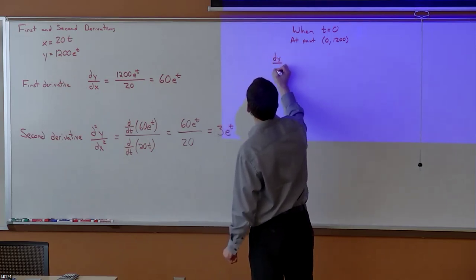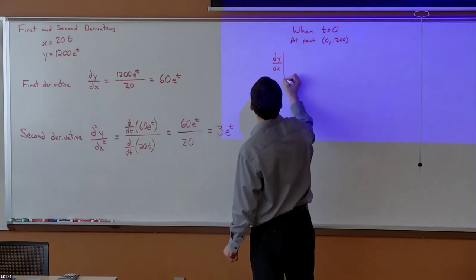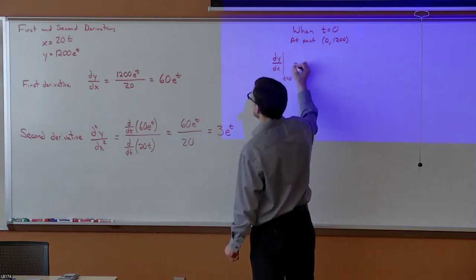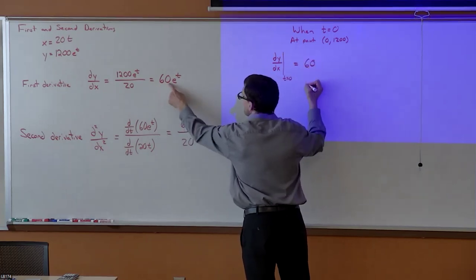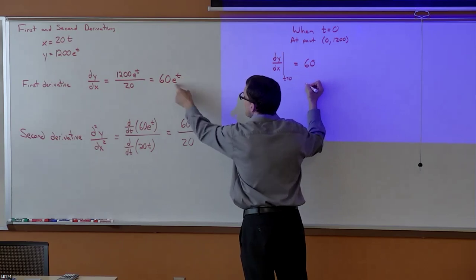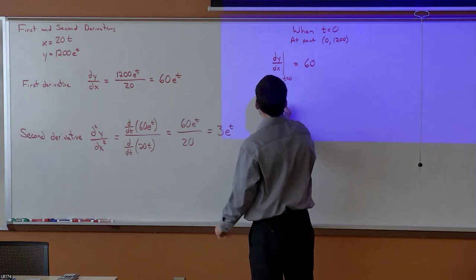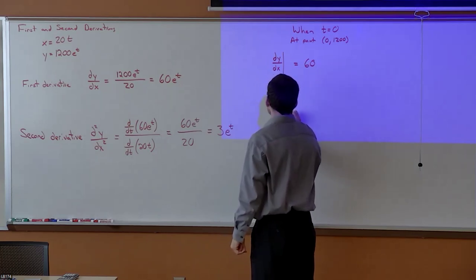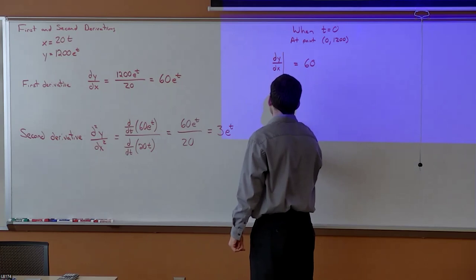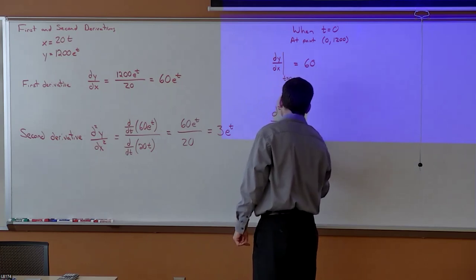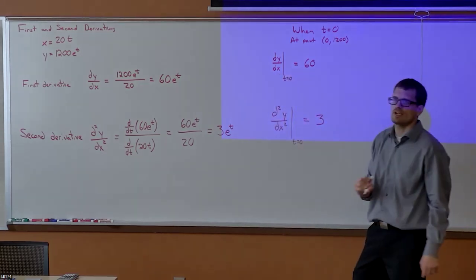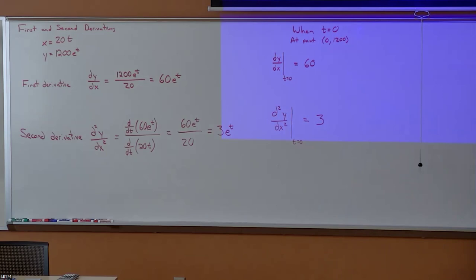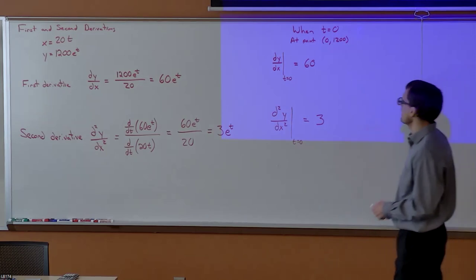And my first derivative when t is 0, when I plug in 0 here, I just get 60 times e to the 0 power. Anything to the 0 power is 1, so 1 times 60 is 60. Second derivative, when t is 0, for the same reason, is going to be 3. E to the 0th power is 1 times 3 is 3.